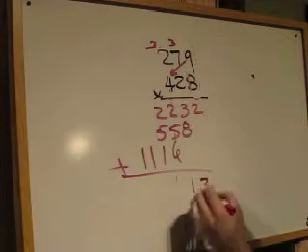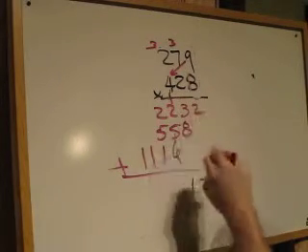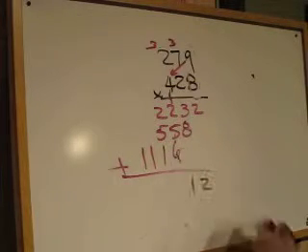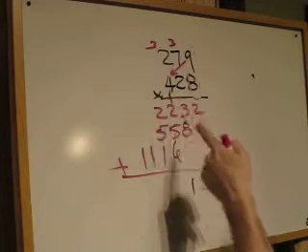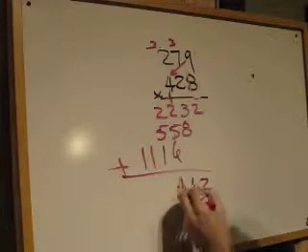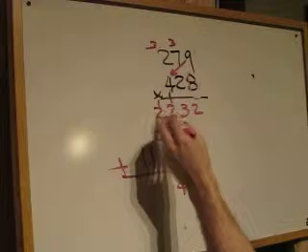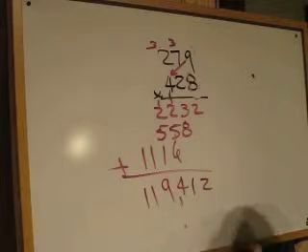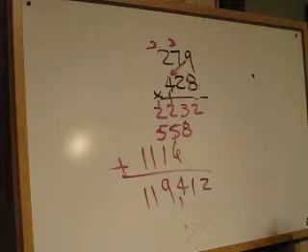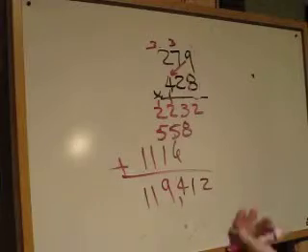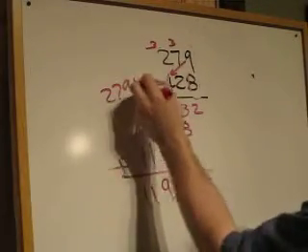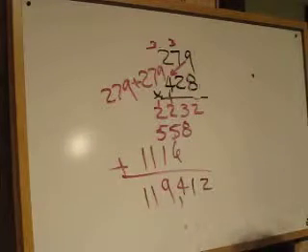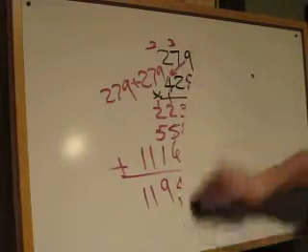2, 3 and 8 is 11. Remember, we're going to carry the 1. 3, 5, and 6. So we've got 1, 3, 8, and 6 is 14. Carry the 1. 1, 3, 8, 9. And there's nothing to add these two ones to. So we get 119,412 as the final answer. Now, we could have taken 279 and added it 428 times and got the answer. So you can see why multiplication is so much easier and faster than the addition. So that's why we do that.